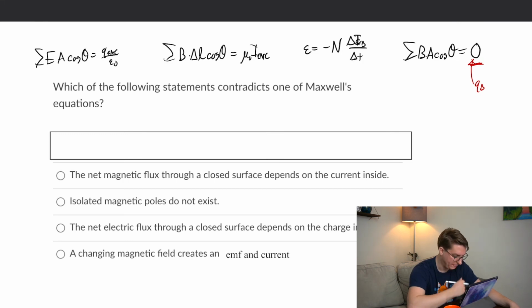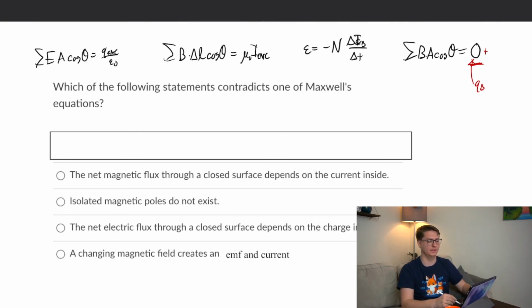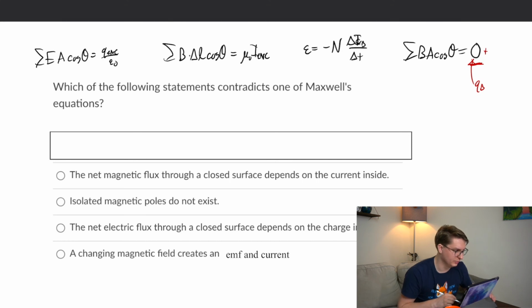So let's look at this. The net magnetic flux through a closed surface depends on the current inside. I think this is true. Actually, is there more to this? Did I forget something? Let's go back to it. Isolated magnetic poles do not exist. So that's sort of a measurement. So we don't know that. So I don't think that's true, but let's keep going.